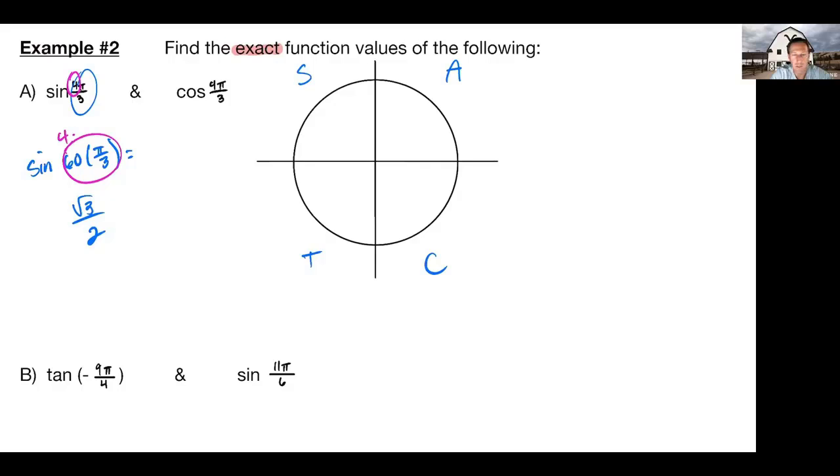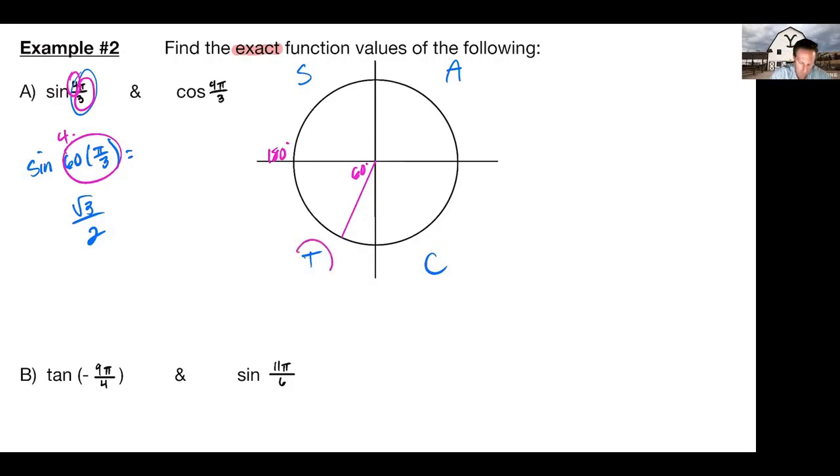So what is 4 times 60? 240. And where is 240 located? Well, that would be 180 plus how much more? That's right, 60 more. And that's why I really, really like radian measurement angles better than degree, because it already tells me what my reference angle is.